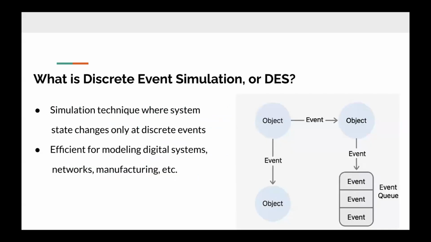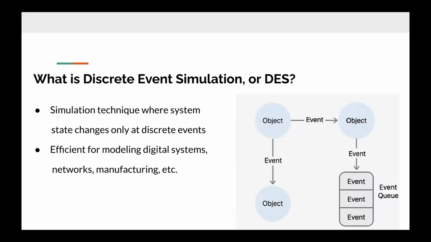Coming to the basics, discrete event simulation is a modeling technique used for systems where the state changes at specific points in time, these points being events, in contrast to continuous simulations where the model evolves in fixed time steps. This is particularly effective for systems like digital logic circuits, telecommunication networks, and manufacturing workflows, where actions are triggered by discrete events like a message arriving, a job completing, or a signal flipping.